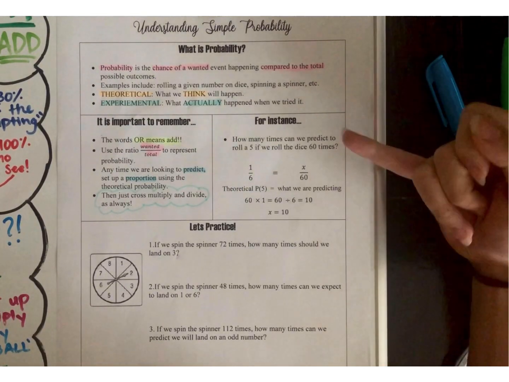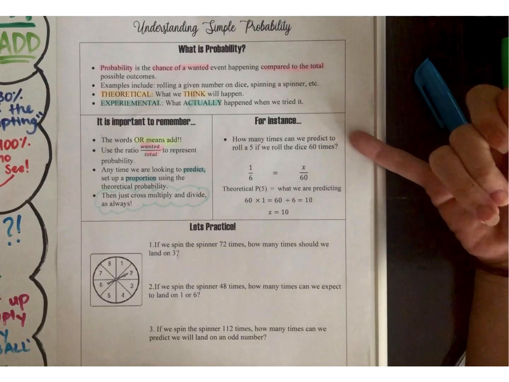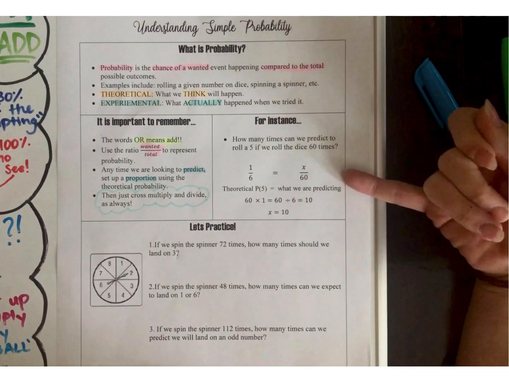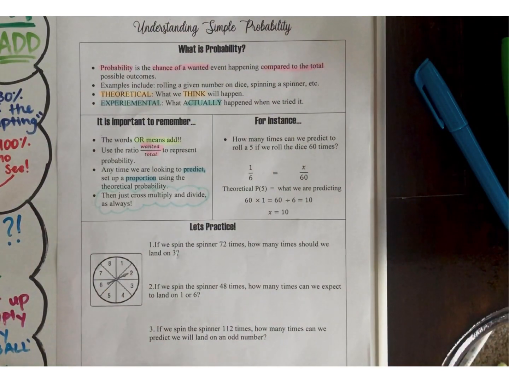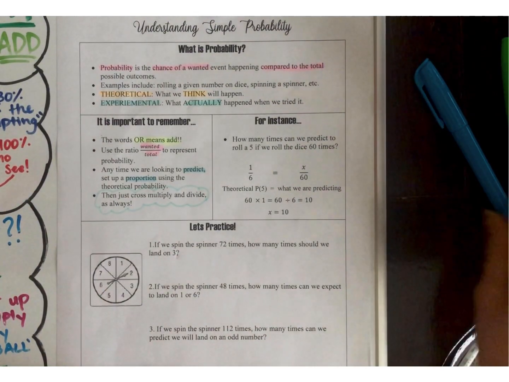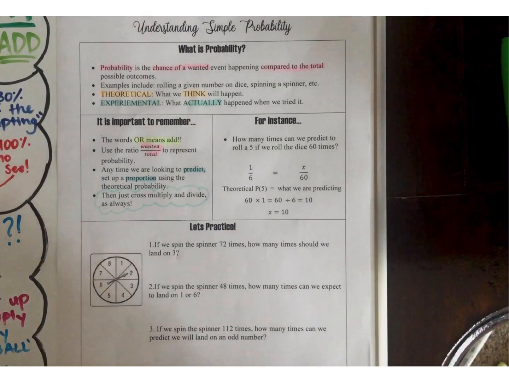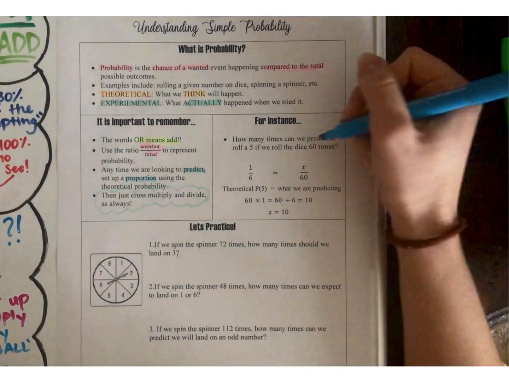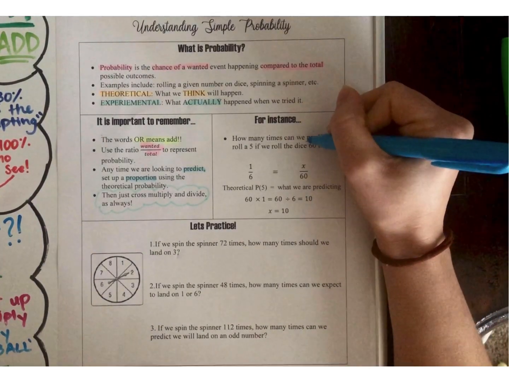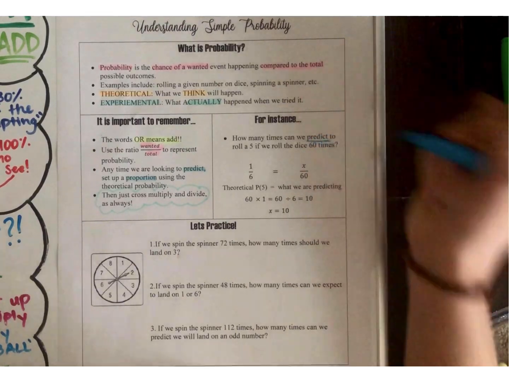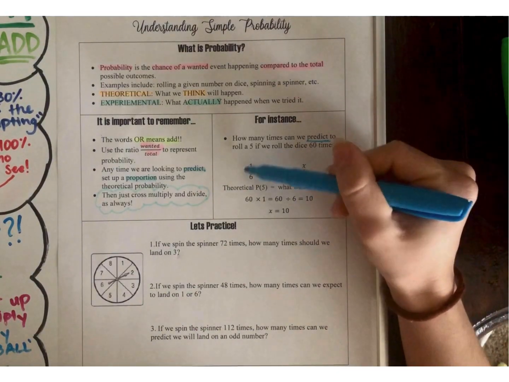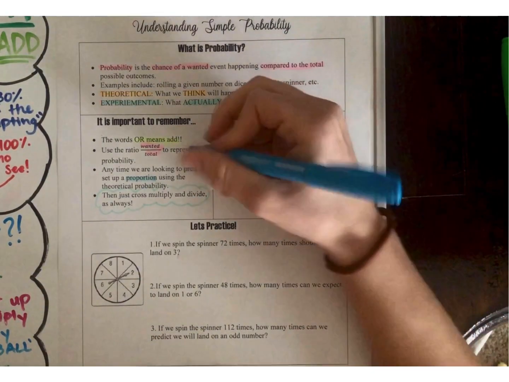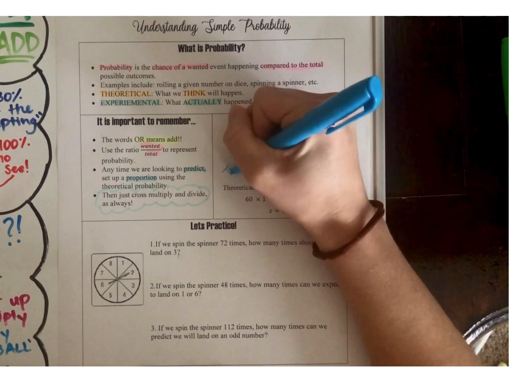All right, moving into the for instance section, I have already completely set up and solved this problem, but let's walk through it together. The question is, how many times can we predict to roll a 5 if we roll the dice 60 times? Right here, we have the word predict, so we automatically know we should be setting up a proportion to solve this problem, okay? And remember, on one side of our equation, we have our theoretical probability.